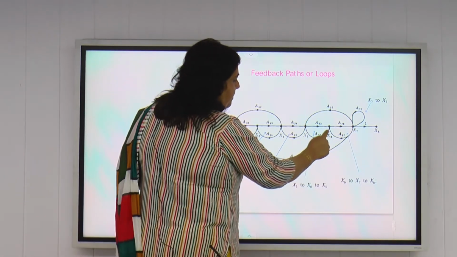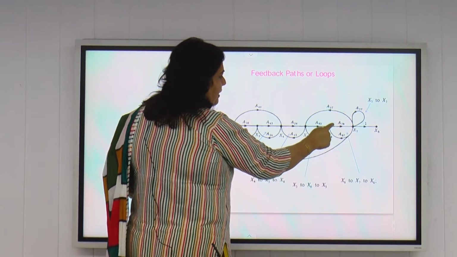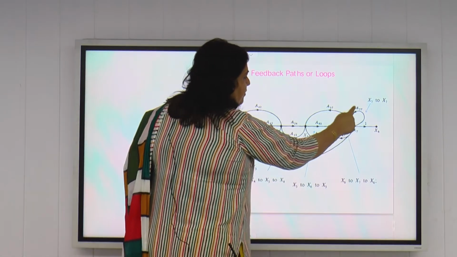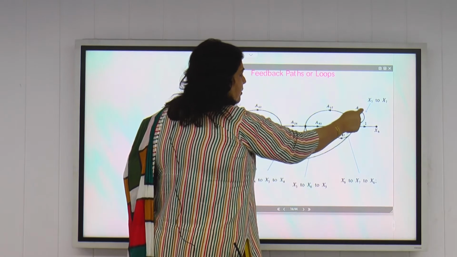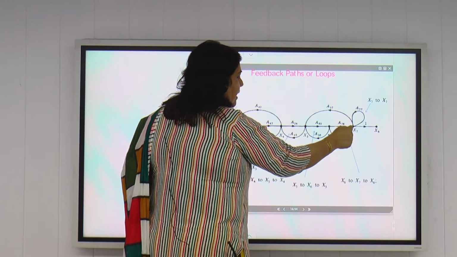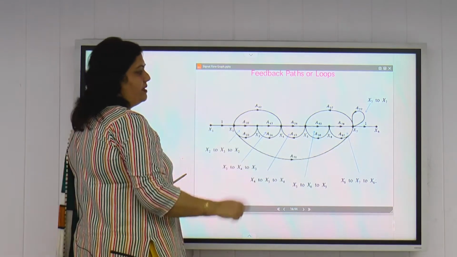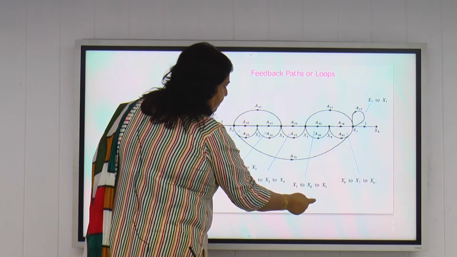Then this loop is here. We start from X6, we go to X7 and then come back to X6 and the gain will be A76 into A67. Then this is the self loop. We start from X7 node, we go to this transfer function A77 and then again come to X7 itself. So this is the self loop X7 to X7. This will be the example of self loop. So these are the loops here.